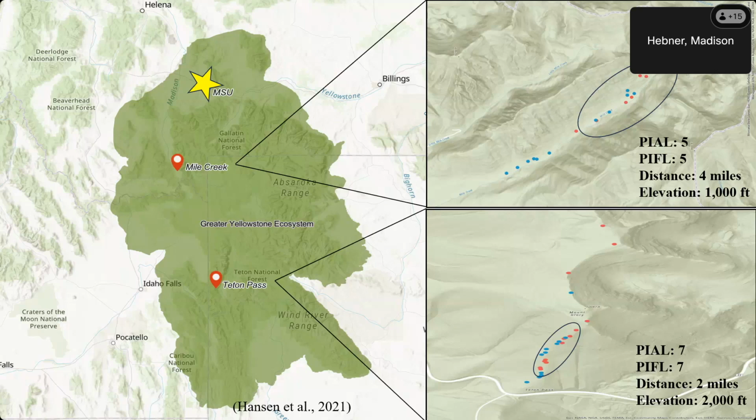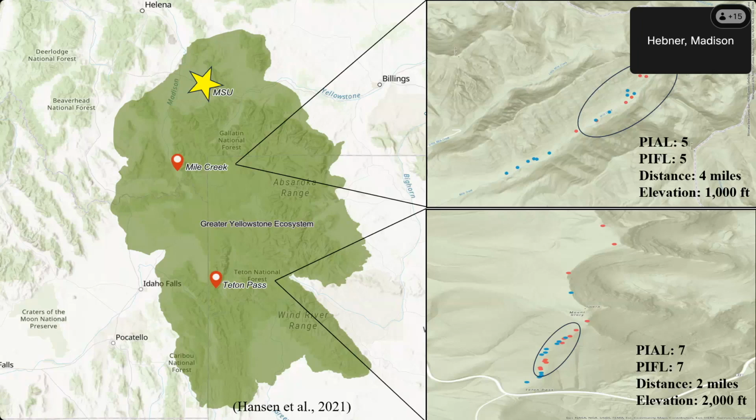When I reached out to land managers in March, just a couple months after the listing, there were not yet protocols in place for issuing permits for whitebark pine. So we narrowed it down to 2 sites based off of those 3 reasons: Mile Creek and Teton Pass, both with co-occurring whitebark pine and limber pine. You can see the whitebark pine is shown in the red circles, and the limber pine is shown in the blue circles.